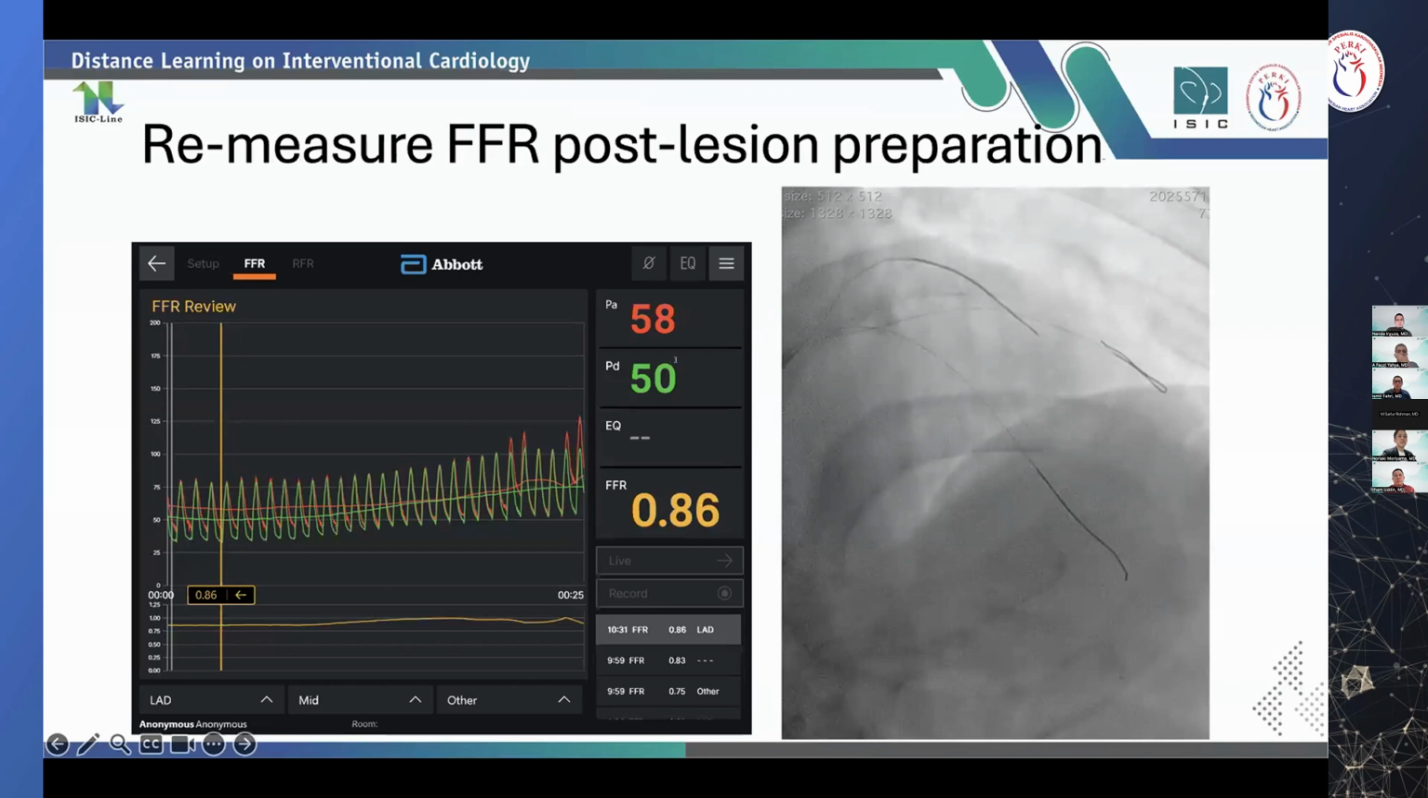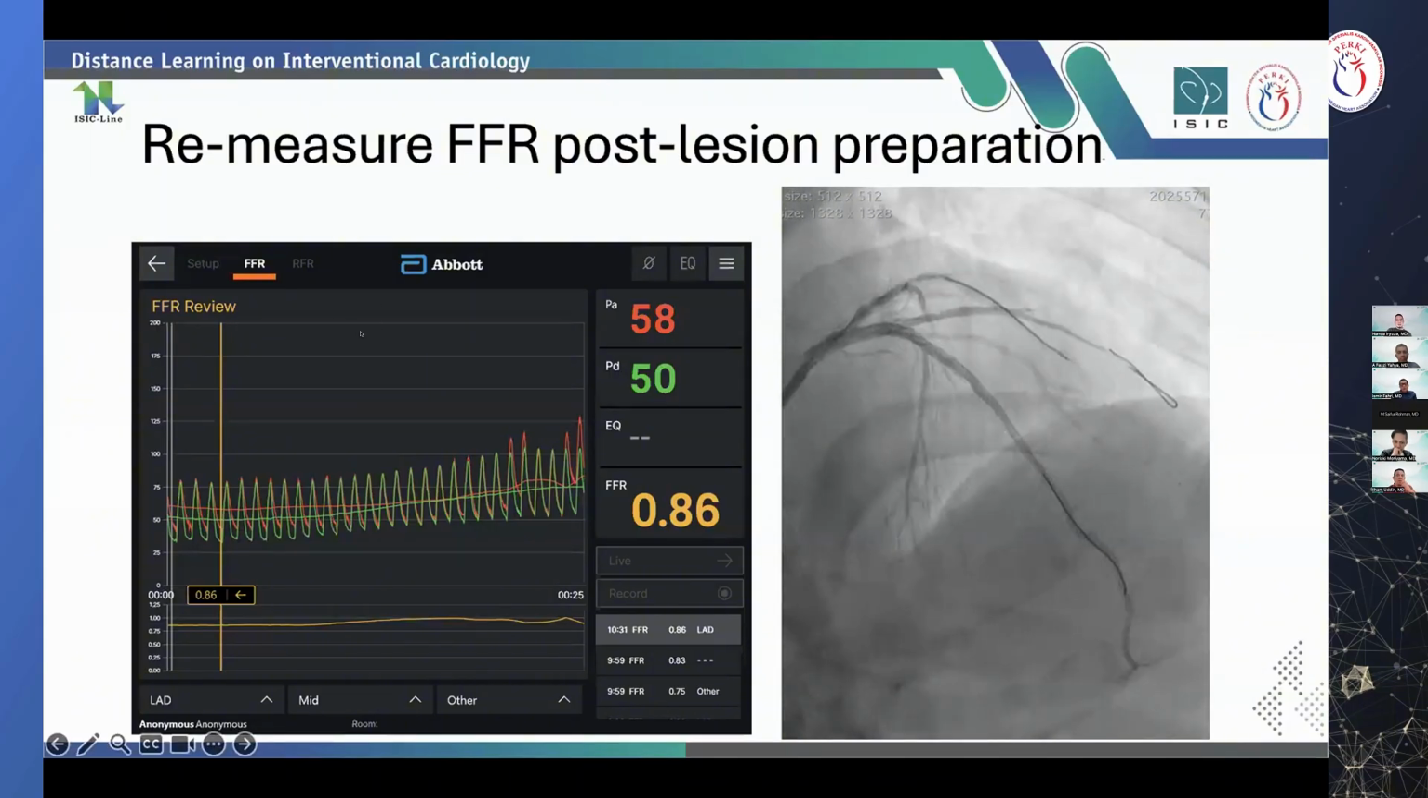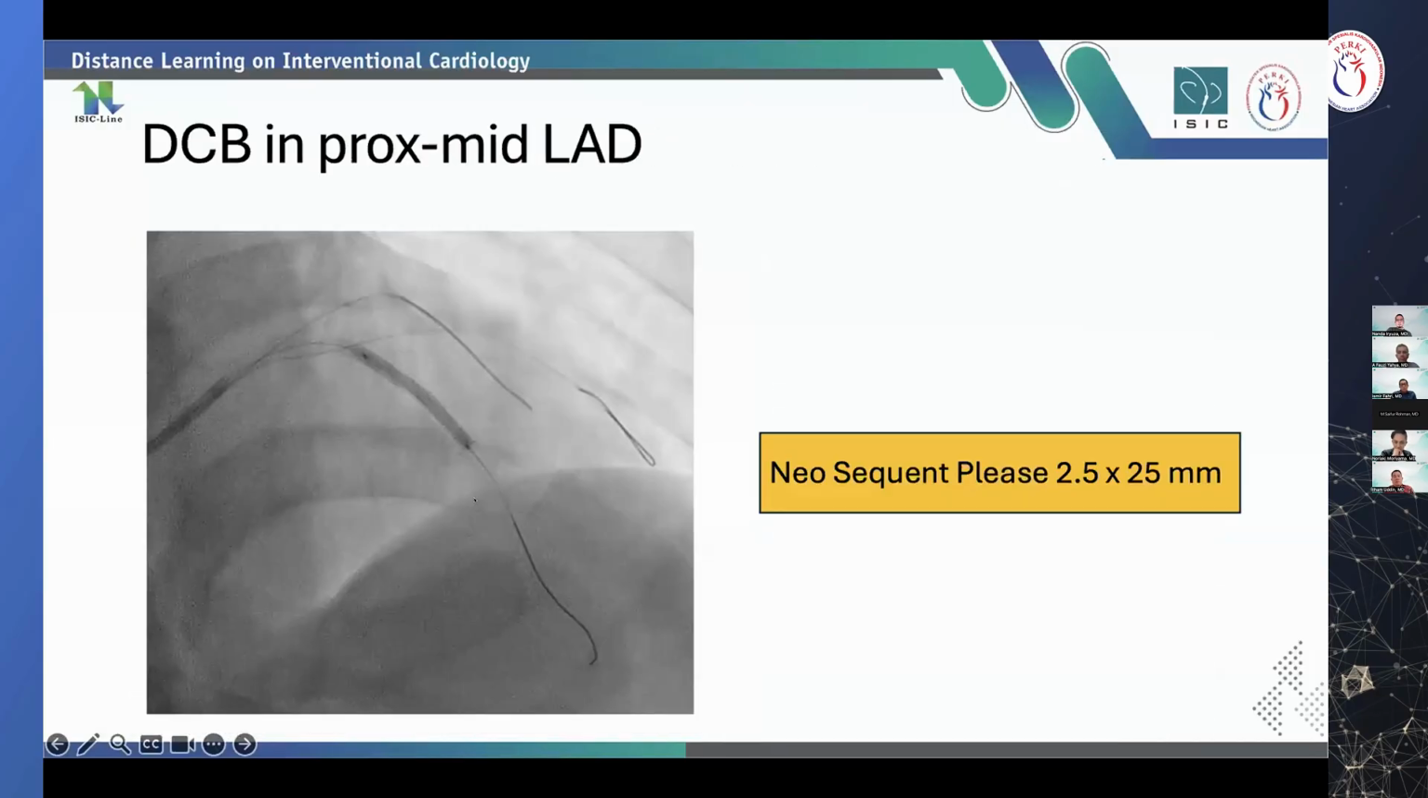So as a hybrid PCI with DCB had been planned before, we repeated the FFR before we deployed the DCB. And you can see that this time the FFR was much improved. It increased from 0.75 to 0.86, which is considered clinically acceptable. And then we proceeded confidently to deploy the DCB, 2.5 by 25 millimeters, in the mid LAD according to the OCT findings.